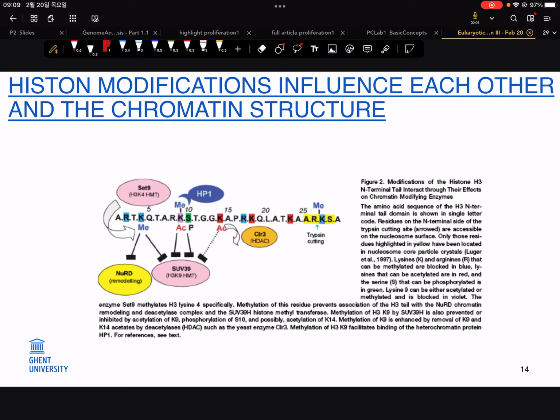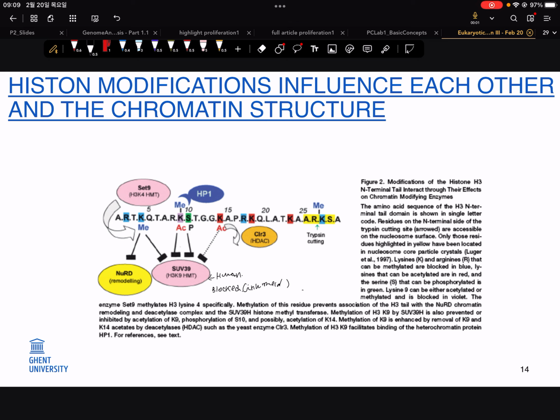If it's acetylated, then SUV39, the one I was referring to a few slides ago, a human histone 3 lysine-9 methyltransferase, is blocked. So if you have acetylation here, the methyltransferase is inhibited. So it's either this one or the other one. But the same happens if there is a phosphate group on serine 10. Again, SUV39 is inhibited.